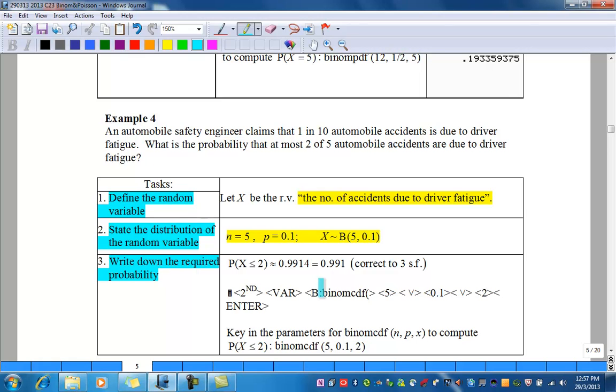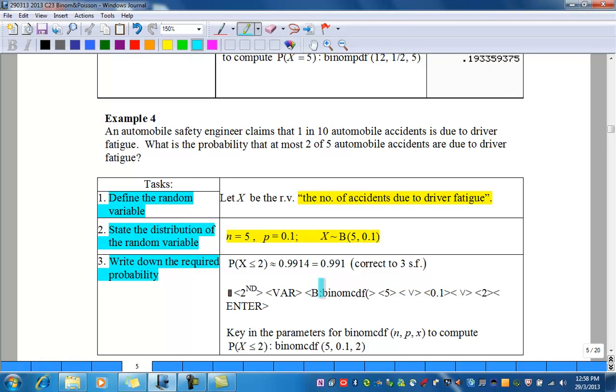Example 4. An automobile safety engineer claims that 1 in 10 automobile accidents is due to driver fatigue. What is the probability that at most 2 of 5 automobile accidents are due to driver fatigue? 1. Define the random variable. Let X be the random variable, the number of accidents due to driver fatigue. 2. State the distribution of the random variable. Taking note that n is 5 and the probability is 0.1, therefore X follows a binomial B(5, 0.1).